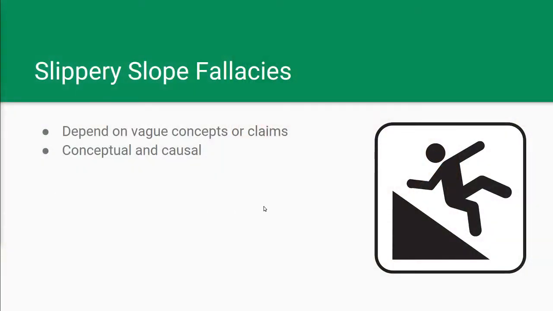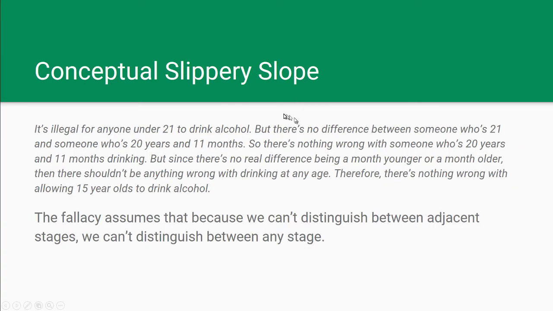Let's switch gears and talk about slippery slope fallacies. Slippery slope fallacies depend on vague concepts or claims, and there are two types as covered in the reading here, conceptual and causal. And we're going to look at some more examples here. Let's look at an example of a conceptual slippery slope. It's illegal for anyone under 21 to drink alcohol, but there's no difference between someone who's 21 and someone who's 20 years and 11 months.